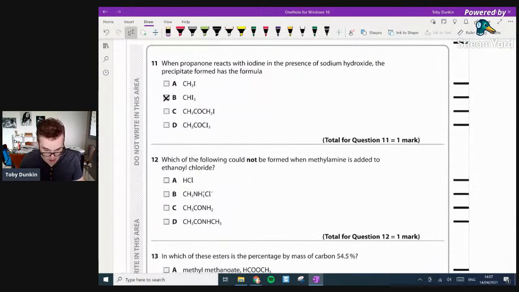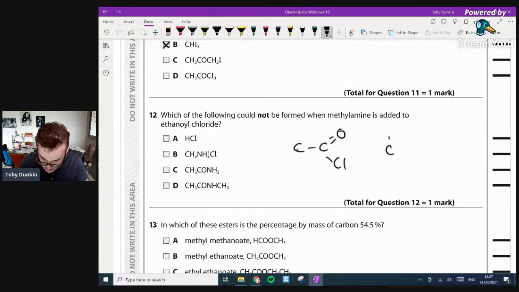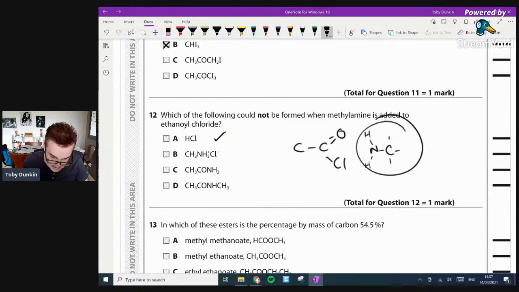Which of the following could not be formed when methylamine is added to ethanoyl chloride? So ethanoyl chloride is, we'll draw that one out. Ethanoyl chloride with methylamine. So what's going to happen is we're going to form HCl. You always form HCl on the back of this. So that one can, yep. Methyl ammonium chloride, yes, that can happen because if you've got the amine in excess, it'll react with the HCl and turn into the ammonium chloride salt. So yes, that can be.